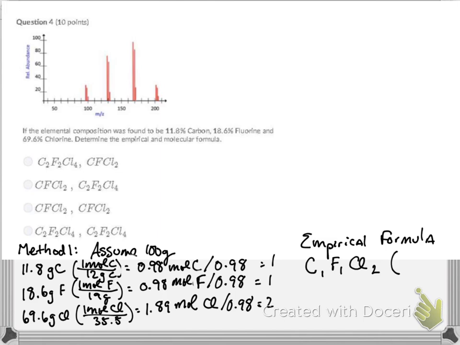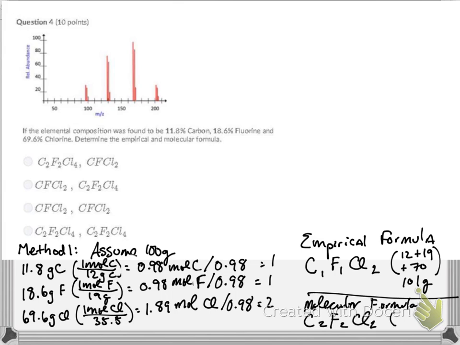Now we need to ask ourselves, what is the mass of this empirical formula? If it's the same as the molecular mass, we're finished. So let's see what happens. When we add up the mass, we see that it weighs 101 grams, but our molecular mass is 205. So that means we have to take all of our coefficients and multiply by 2 to get the 205 grams per mole molecular mass.